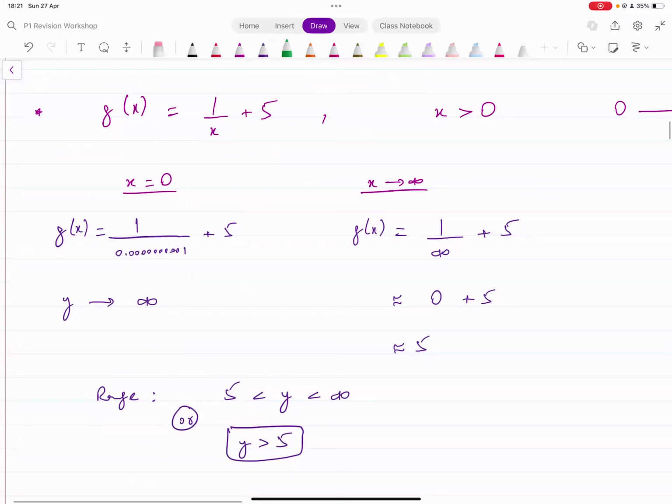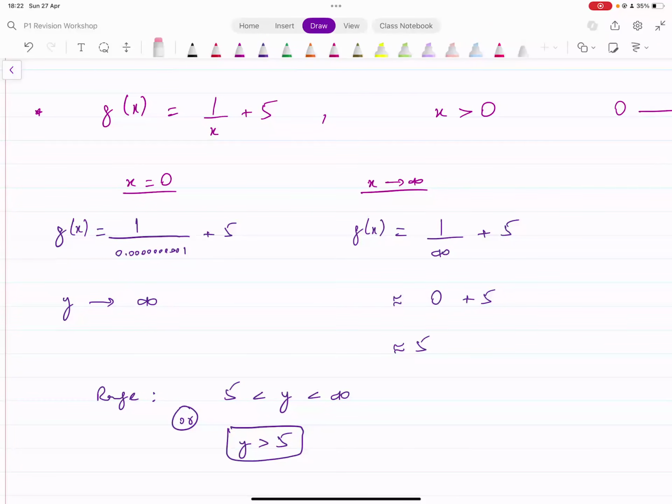Okay, so in this case, for instance, when you have domain x greater than 0, you cannot input x equal to 0 in this function directly. If you try doing that on a calculator, that will give you an error. One way to think about this is you say, okay, 1 over 0, just remember that's going to be an extremely large value. So you can think of that as infinity. So infinity plus 5 is still infinity. So that's going to give you infinity.